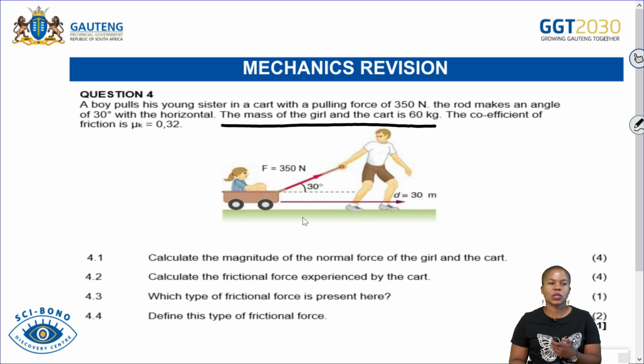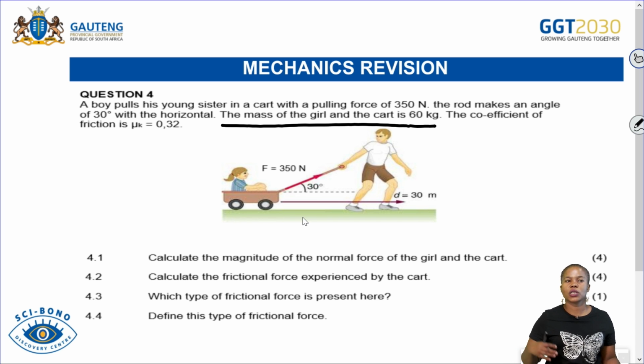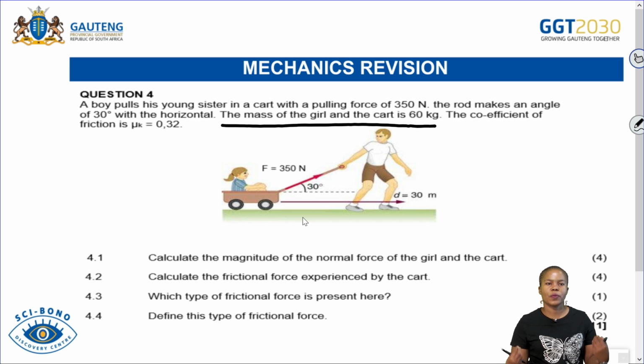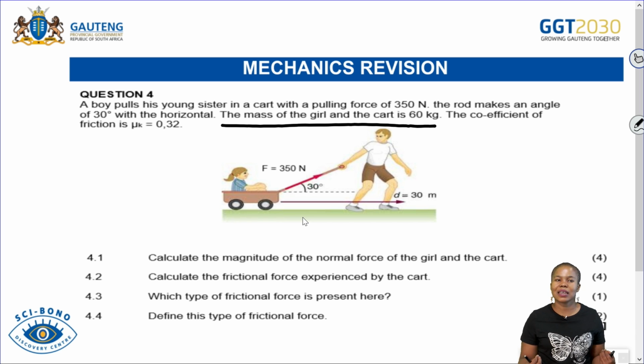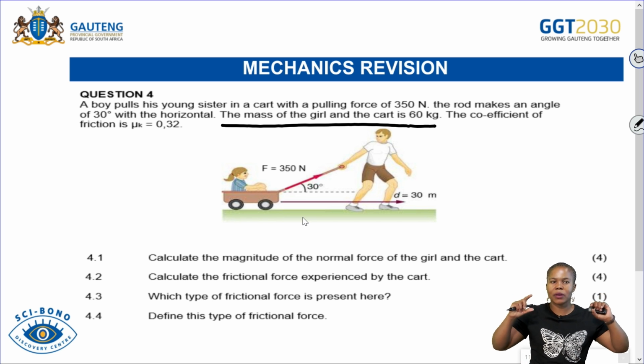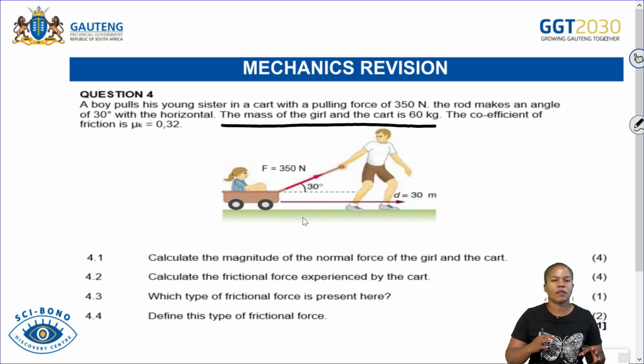Let's find out if there is a question that we did not answer. Let's run to the top and go through all the questions again to get a feel of what we did. Question 4 says: a boy pulls his young sister in a cart with a pulling force of 350 newtons. The rod makes an angle of 30 degrees with the horizontal. The mass of the girl and the cart is 60 kg. The coefficient of friction is mu k. Remember what I said about reading the statement that is given to you, because a lot of information is put in there for you to use, making your calculations very easy.